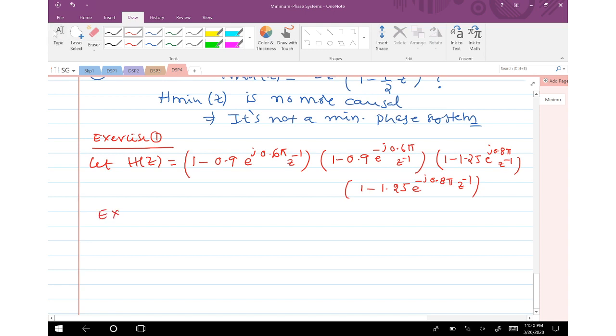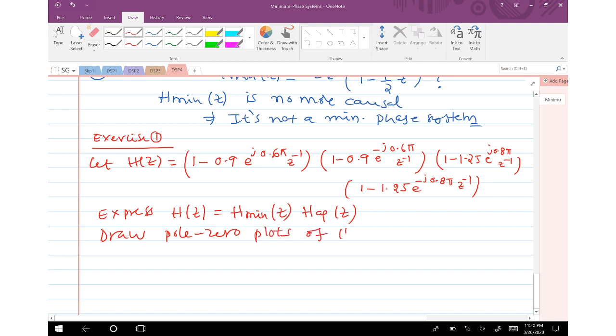Now express the same thing: you have to express H(z) as H_min(z) into H_ap(z). Then draw it the way we were doing it. Don't just do it mathematically, but also draw the pole zero plots for all three: H(z), H_min(z), and H_ap(z). That's the first exercise for you.